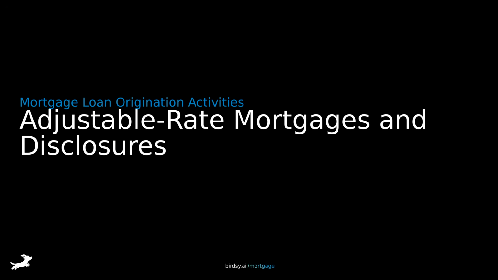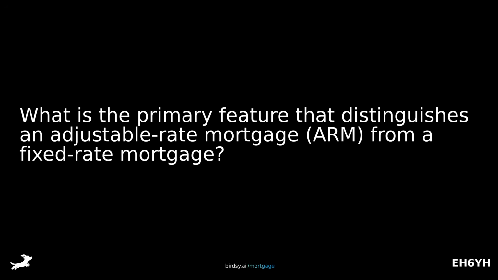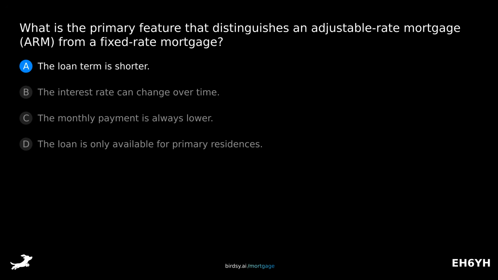Adjustable rate mortgages and disclosures. What is the primary feature that distinguishes an adjustable rate mortgage from a fixed rate mortgage? Is it A, the loan term is shorter? B, the interest rate can change over time? C, the monthly payment is always lower? Or D, the loan is only available for primary residences?